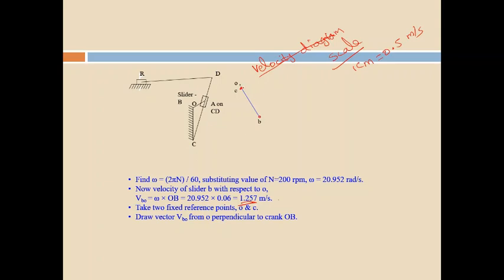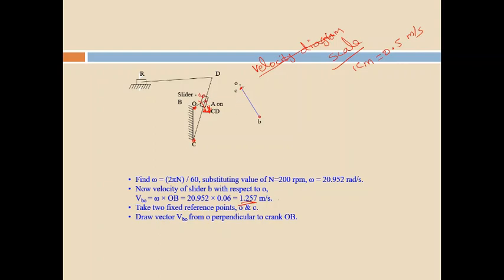So first fix all the fixed points. O and C are fixed points. And in which direction is the crank rotating? It is rotating in the clockwise direction. So draw a perpendicular line in the downward direction to OA. That is OA or OB, both are the same. This point is B.